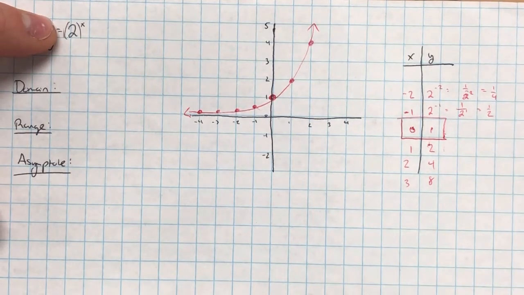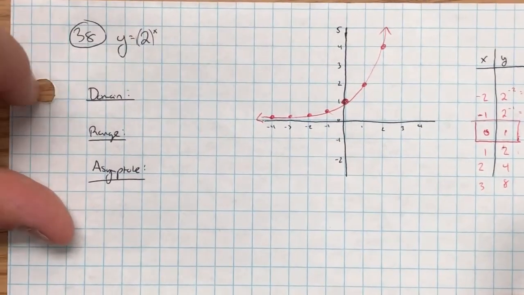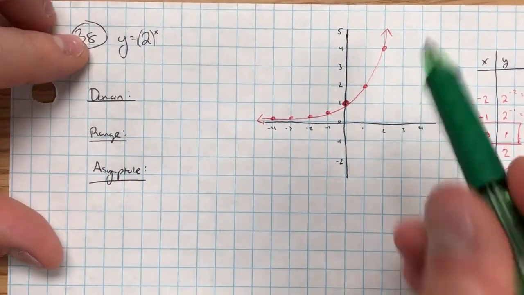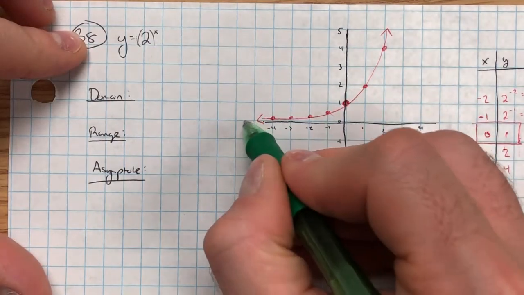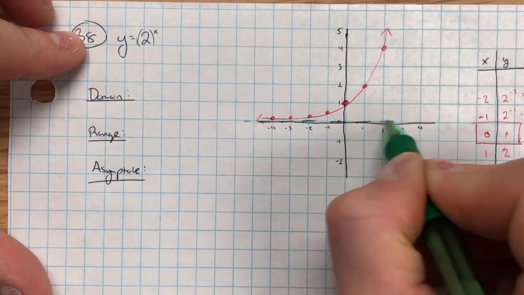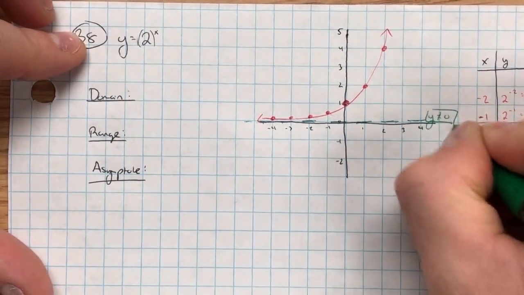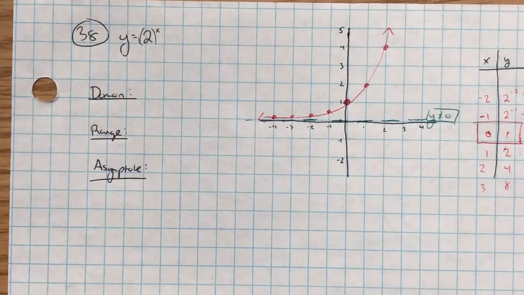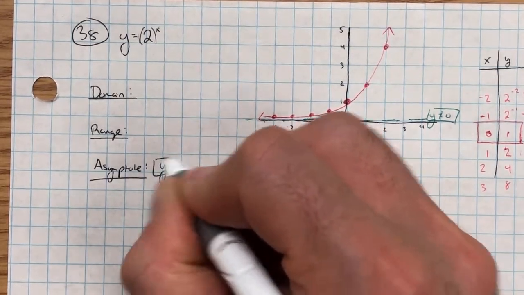The other thing this asks for is an asymptote. Now, with exponential functions like this, we notice that it starts to flatten out, and it flattens out right here at the axis. It's going to try and get closer and closer to 0, but it'll never actually get there. So as far as our asymptote, we know that y will not equal 0.